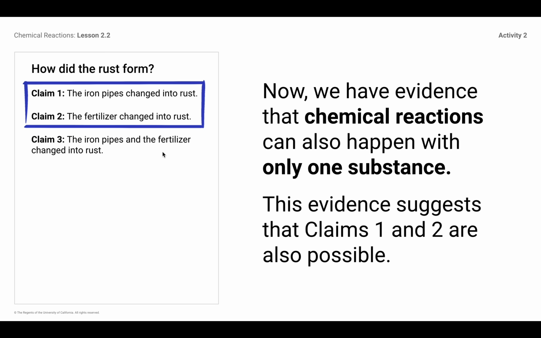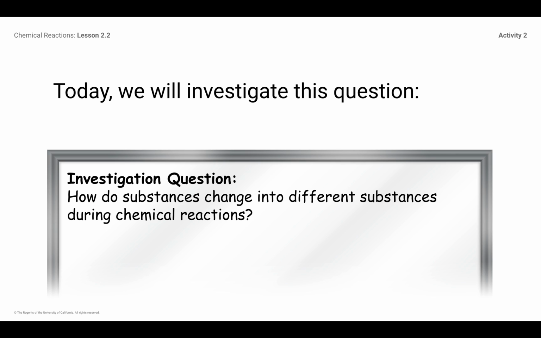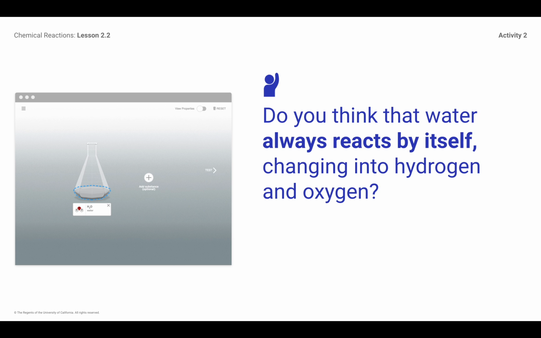And in the warm-up, you're going to find out that one substance actually can change into a different substance under the right conditions. So that suggests that claims number 1 and number 2 are also possible. So right now we're sitting here going, okay, we could argue claim number 1, number 2, and number 3. So we need more evidence. The investigation question today is, how do substances change into different substances during chemical reactions?